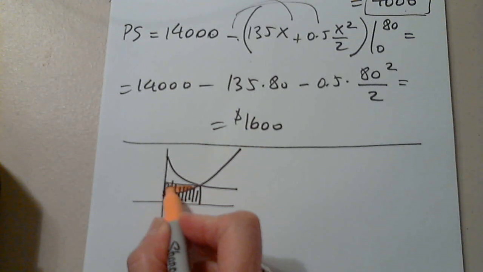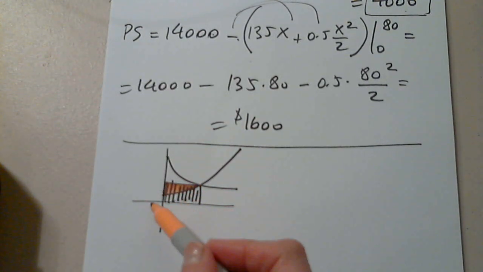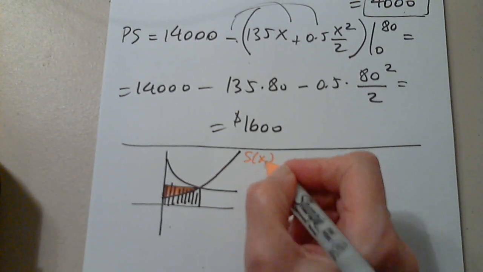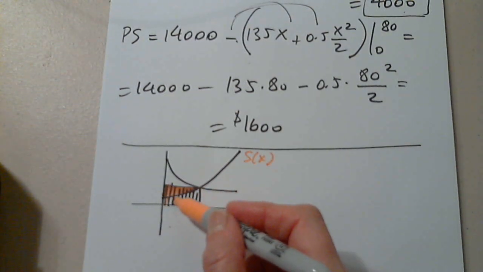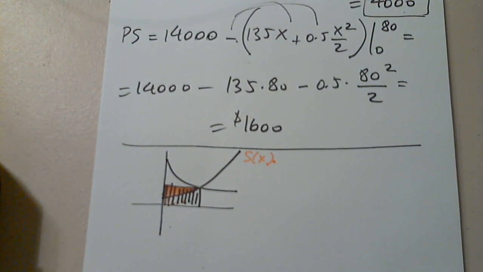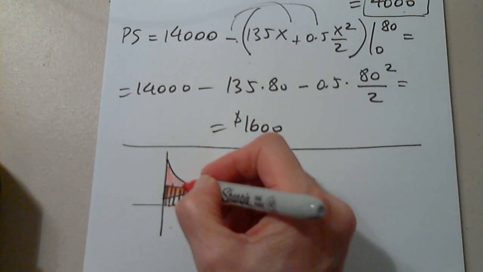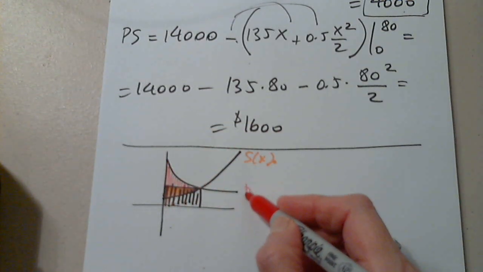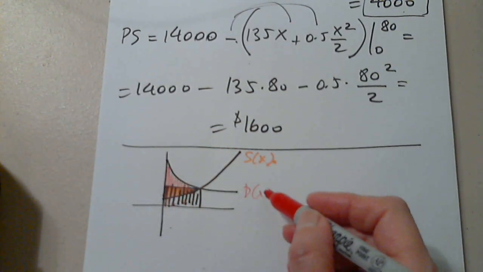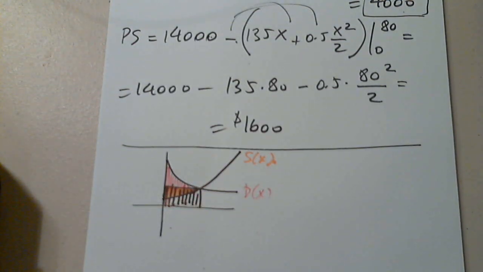This is the producer surplus that we subtract from the area of the rectangle. So this is S of x. From the area of the rectangle, we subtract the area under S of x. And the consumer surplus is this red area on top. So from the area under D of x, we subtract the area of the rectangle. Sorry about that.